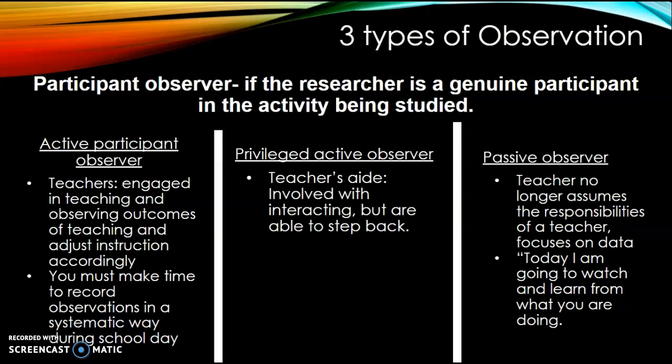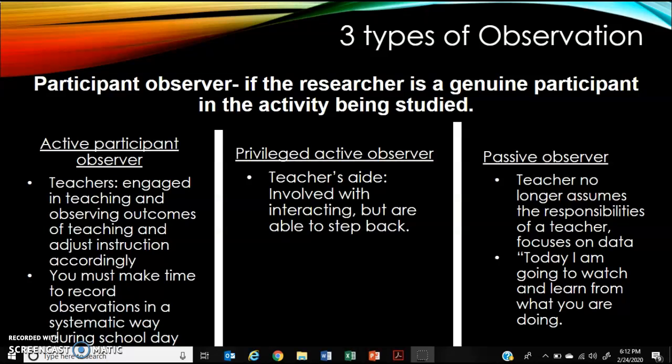For one, we are going to be participant observers in the classroom, which is when a researcher is genuinely a participant in the activity being studied, which as action researchers we are going to be because we are the teacher in the classroom. So an active participant observer is a teacher who's engaged in teaching and observing outcomes as the teaching happens, and adjusts instruction accordingly to what the situation demands. We do this on an everyday basis. You may take the time to record observations in a systematic way throughout the school day, but it might not be as frequently as you will with some of the other ways.